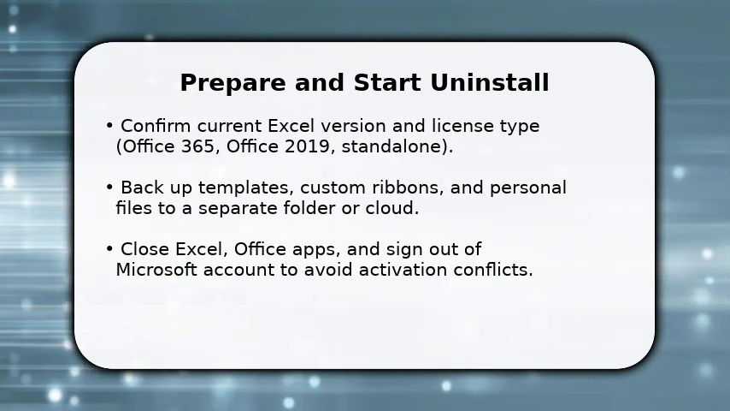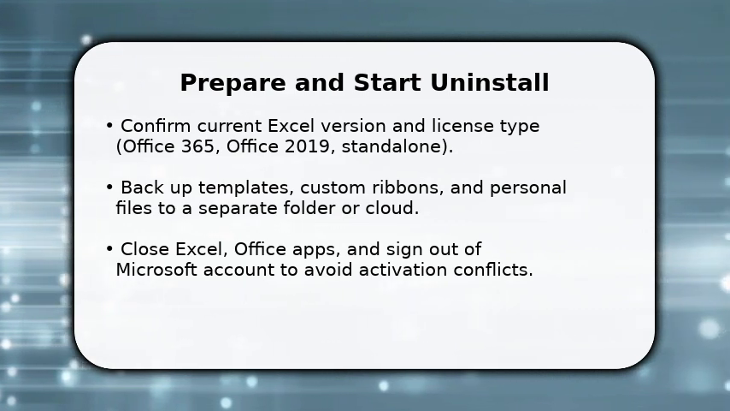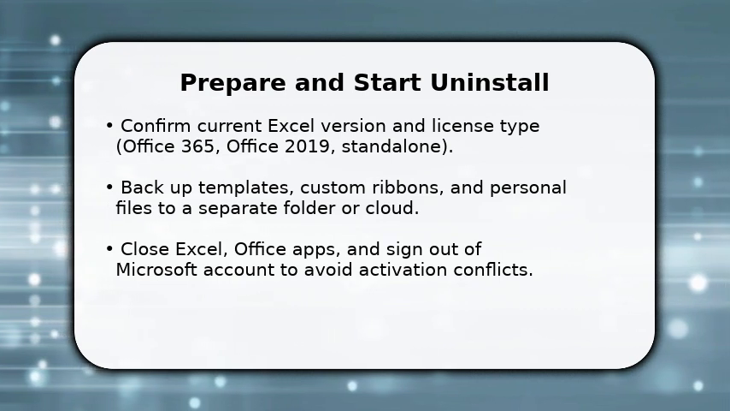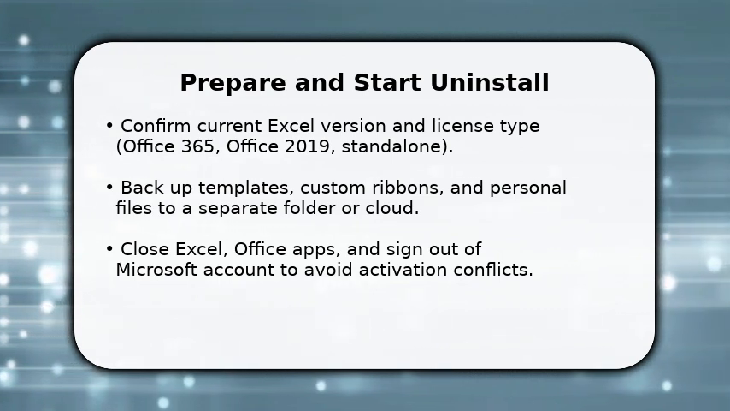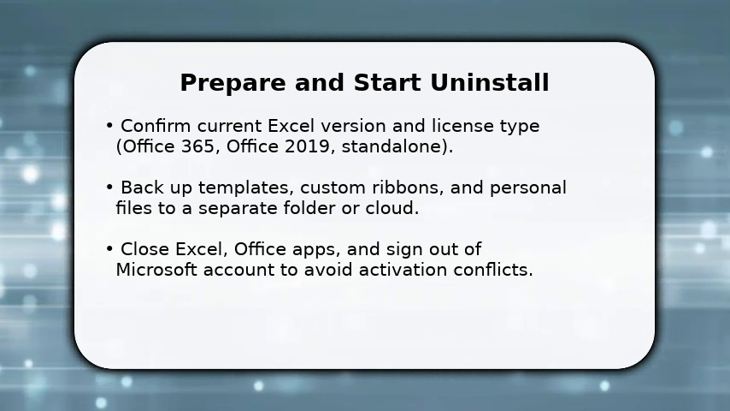Once done, close all Office apps and sign out of your Microsoft account to prevent activation or syncing problems during removal. This step avoids corrupted settings. Now move immediately to the system uninstall controls described next.